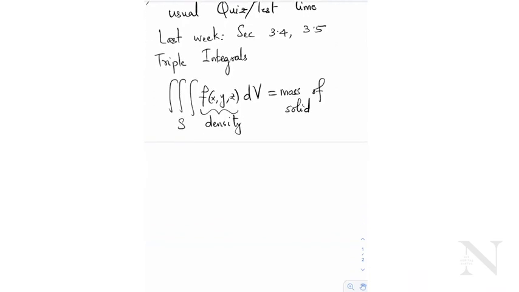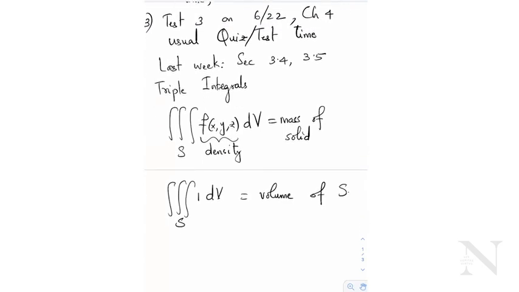A more specific case is if f of x, y, z is 1, then the triple integral of 1 dV over S would give you the volume of S. So that's where we stopped, and we did a bunch of examples in a variety of situations, some of which we did not compute because those were regions where some other coordinates would have been more appropriate.